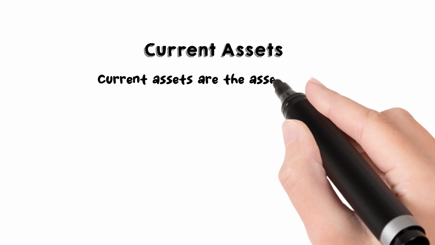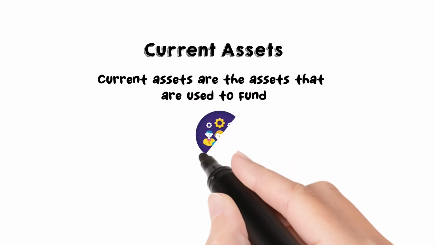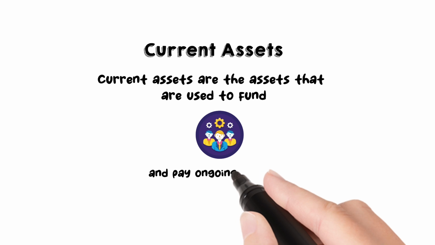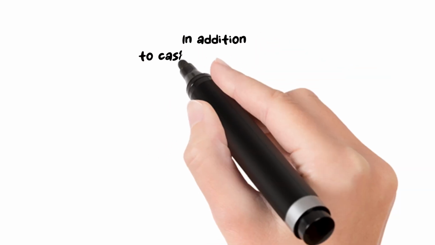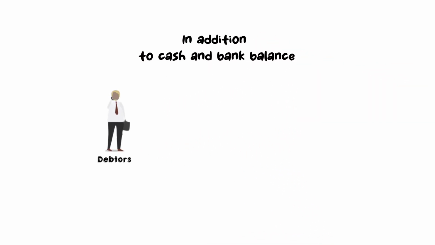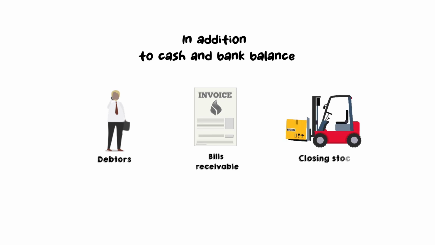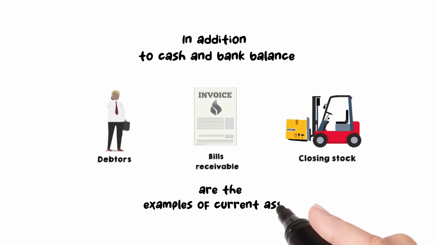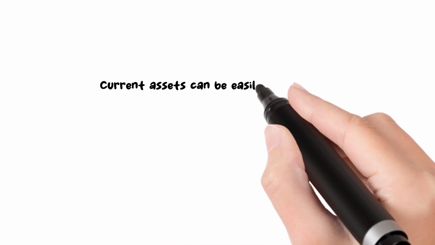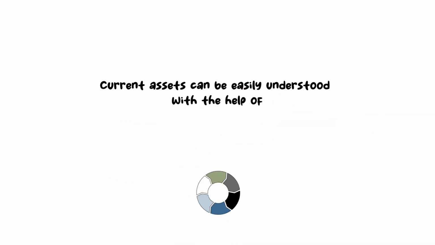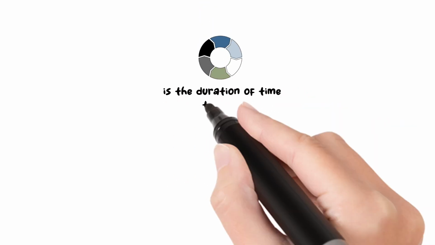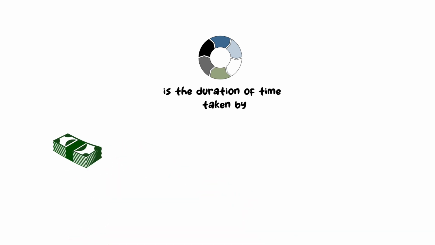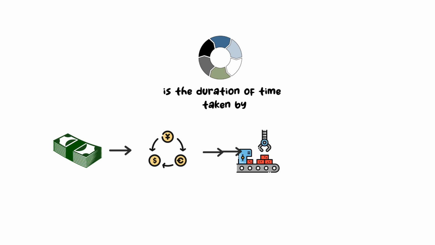Current assets. Current assets are the assets that are used to fund day-to-day operations and pay ongoing expenses. In addition to cash and bank balance, the debtors, bills receivable, and closing stock are examples of current assets. Current assets can be easily understood with the help of the operating cycle. The operating cycle is the duration of time taken by a unit of cash to circulate through the business operations and return back as cash.